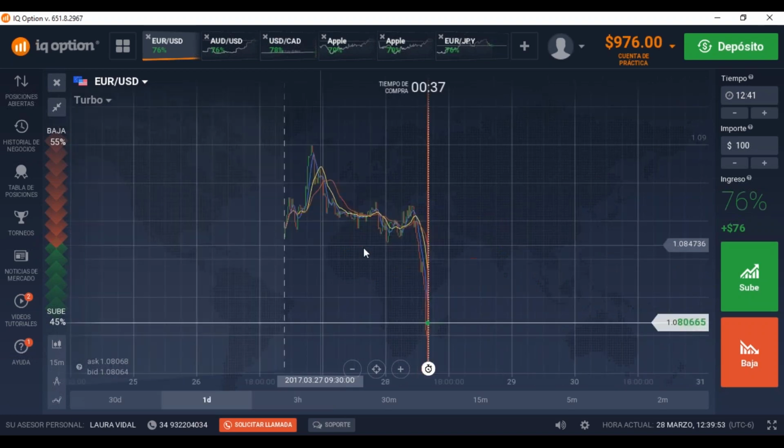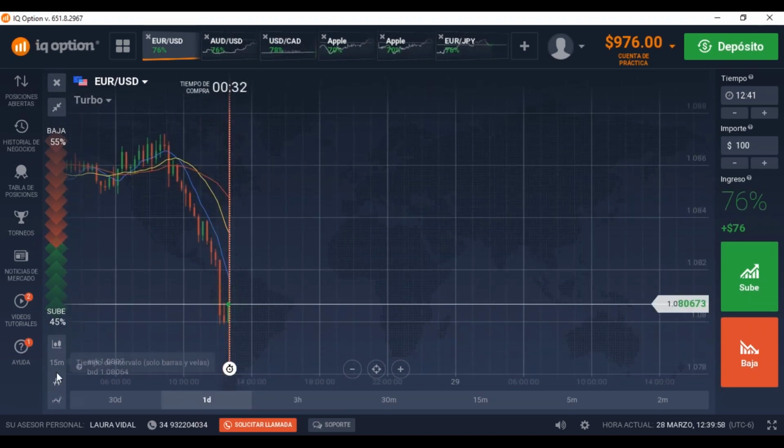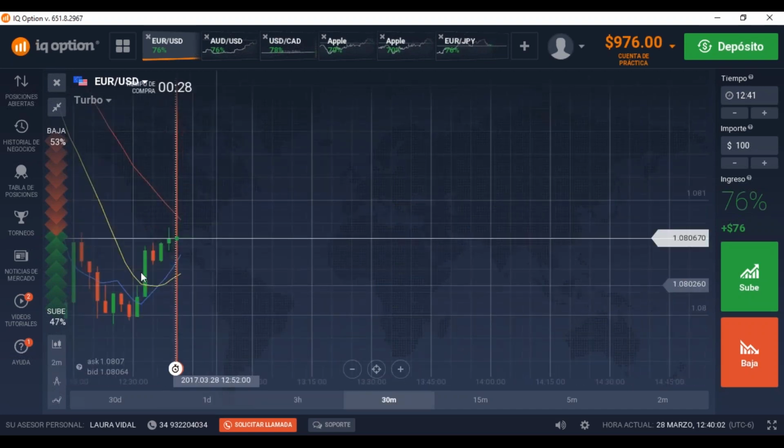So you're not supposed to wait until the candle actually closes before you enter the trade. You can go ahead and enter the trade once you see that the direction is taking place.